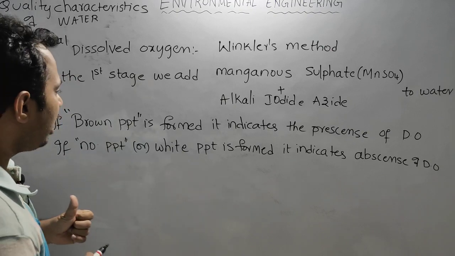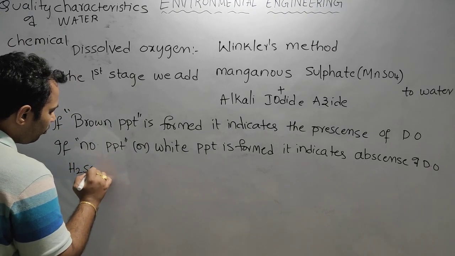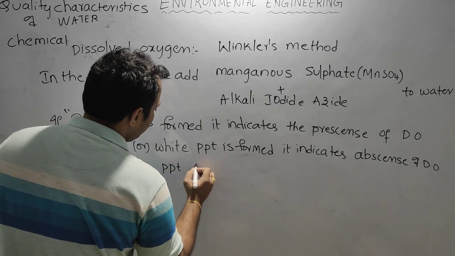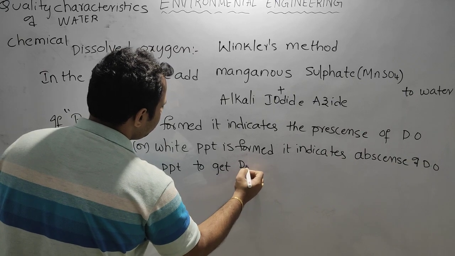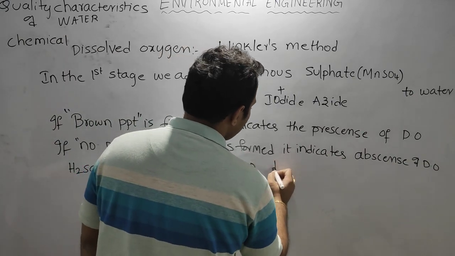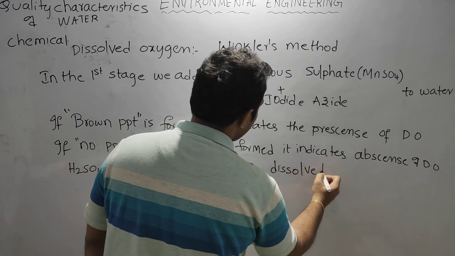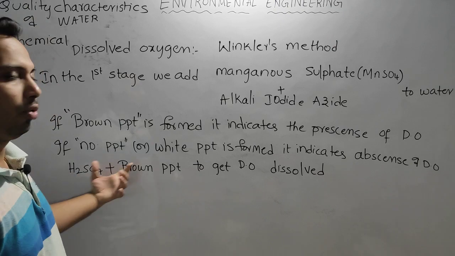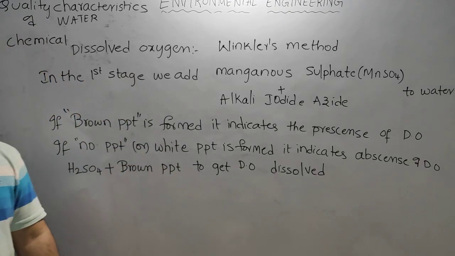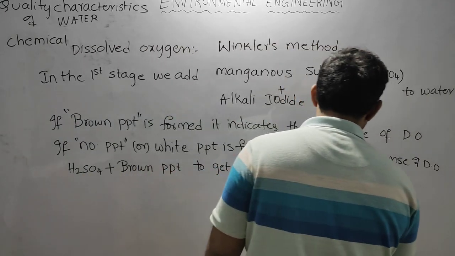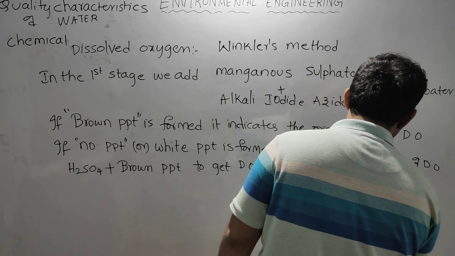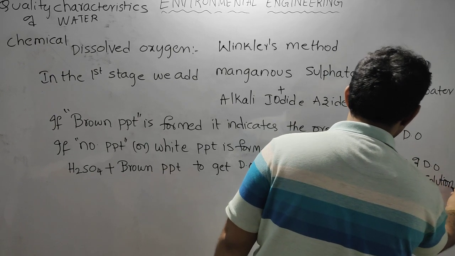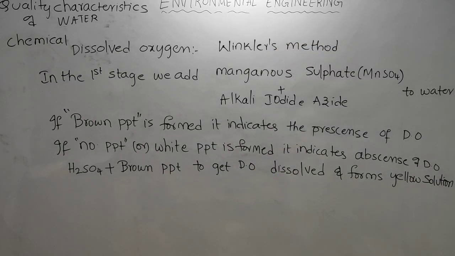Before doing the titration, we need to mix this brown precipitate into the water again. In order to do it, we add H2SO4 to this brown precipitate, again to get the DO dissolved. Whatever DO is now formed in the form of a precipitate will get dissolved when you add H2SO4 to that brown precipitate, and it forms a yellow solution. That yellow solution is nothing but the oxygen dissolved into the water again. So now using this yellow solution we will do the titration.